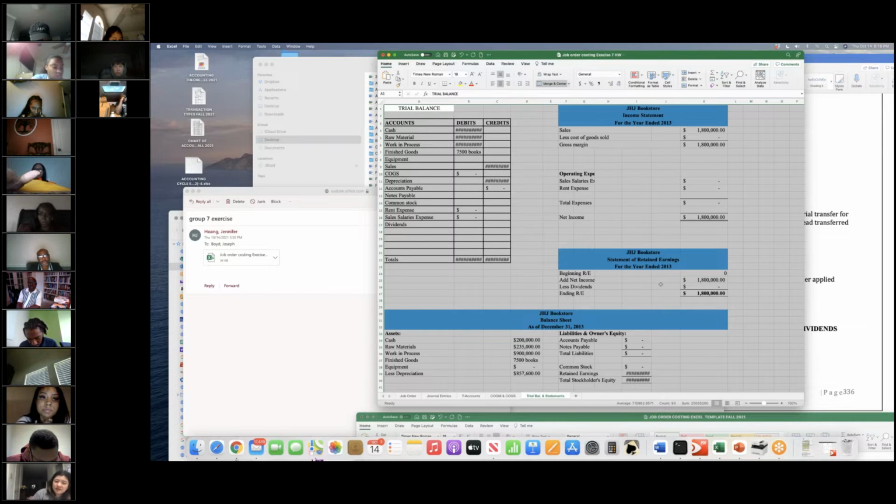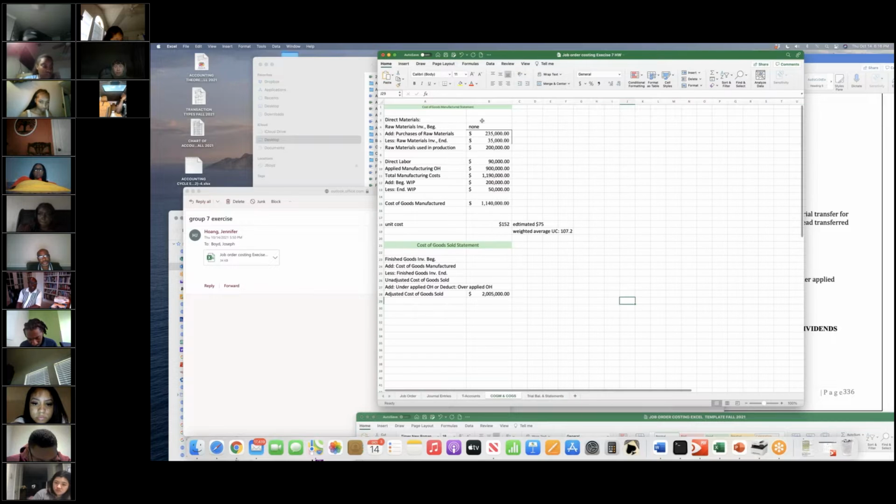Did we need to do that? Because I didn't even do that at all. You didn't need to do any of this, just the income statement. And that would just be sales less cost of goods sold, less those two operating expenses, net income. But the two key things I'm looking at are cost of goods manufactured and cost of goods sold. Are there any questions?